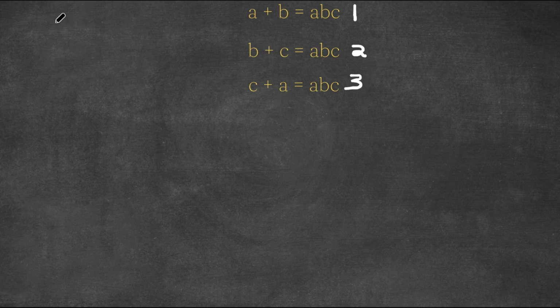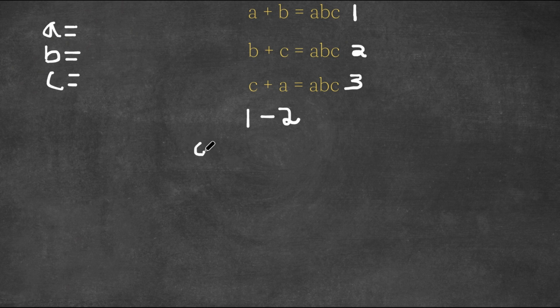And our goal is to solve for a, b, and c. So what we're first going to do is we're going to do 1 minus 2. We're going to do equation 1 minus equation 2.